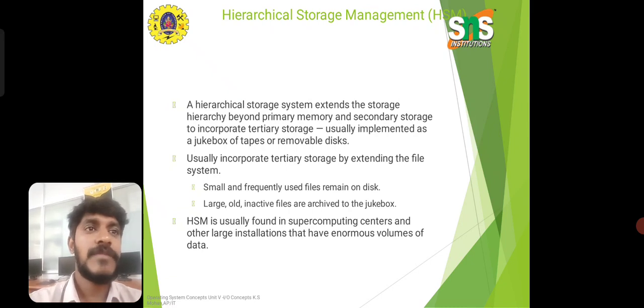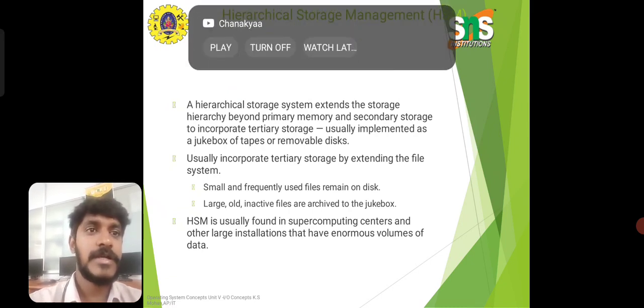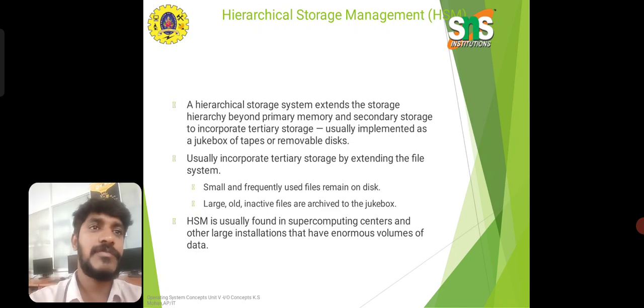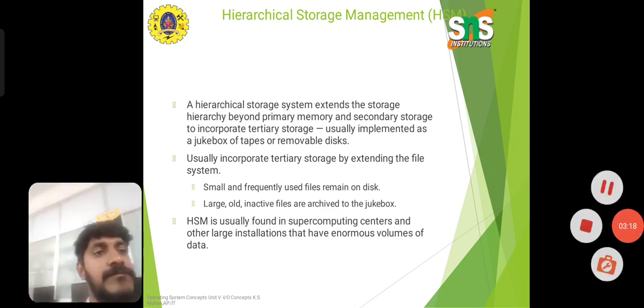Then hierarchical storage management. A hierarchical storage management system extends the storage hierarchy beyond primary memory and secondary storage to incorporate tertiary storage, usually implemented as a jukebox of tapes or removable disks. Small and frequently used files remain on disk. Large old inactive files are archived to the jukebox. So HSM is hierarchical storage management. It is found in supercomputing centers and other large installations that have an enormous volume of data.